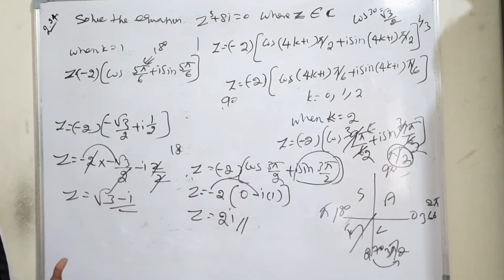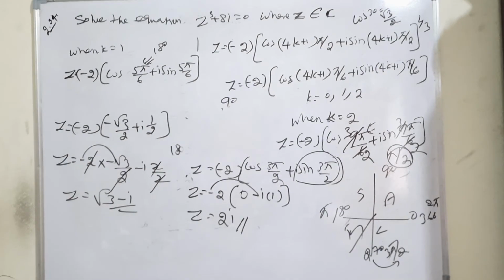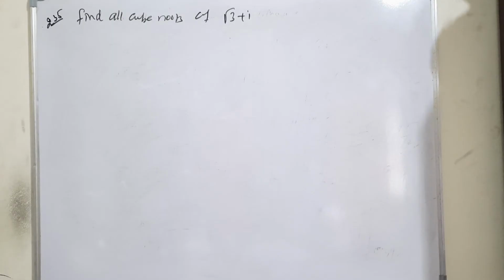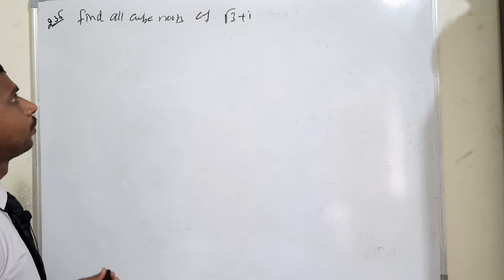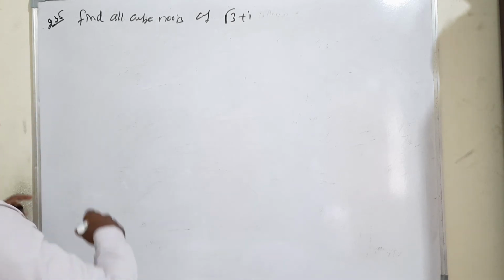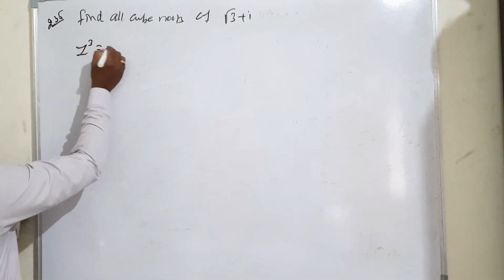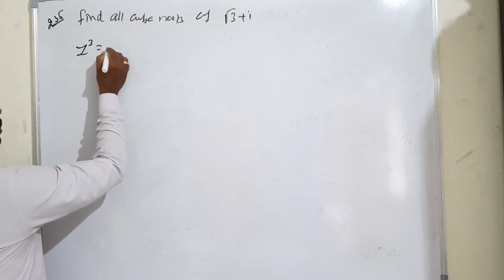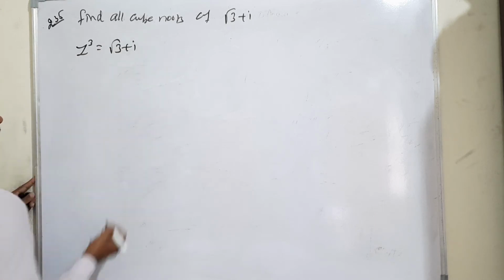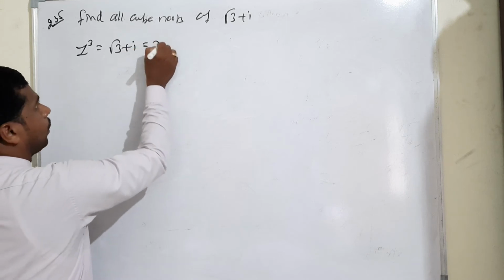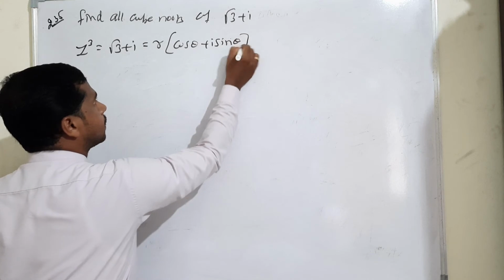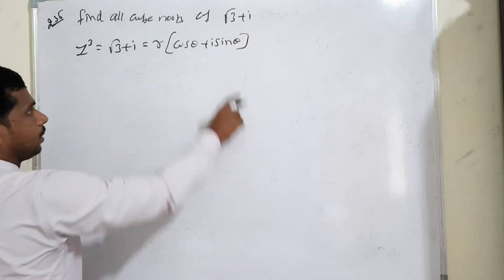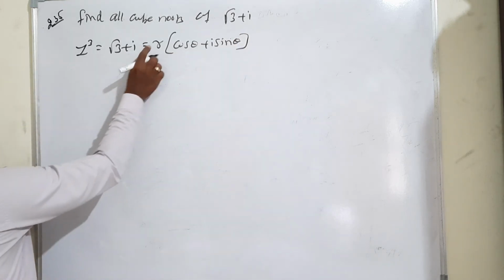Okay, I will continue with the next example, 2.35. Moving to example 2.35, find all cube roots of root 3 plus i. So all cube roots means z cube is equal to root 3 plus i. So this is the basic polar form. What is the meaning? R into cos theta plus i sin theta.